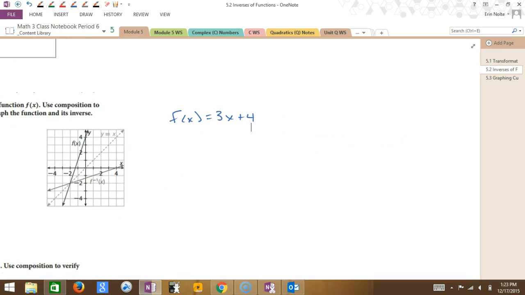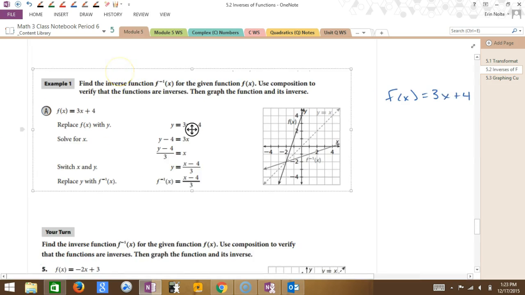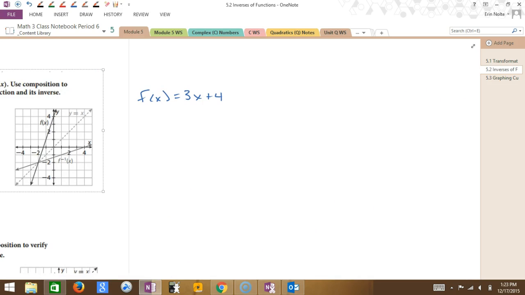All right, so making this slightly more complicated. You guys ready? Okay, now this is a little bit of algebra. This is where it gets better. This is the good stuff, in my opinion. Okay, so how can you find an inverse algebraically?